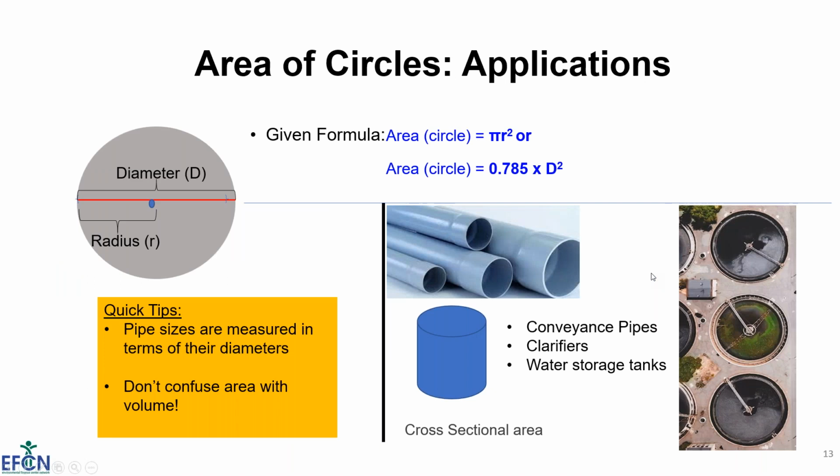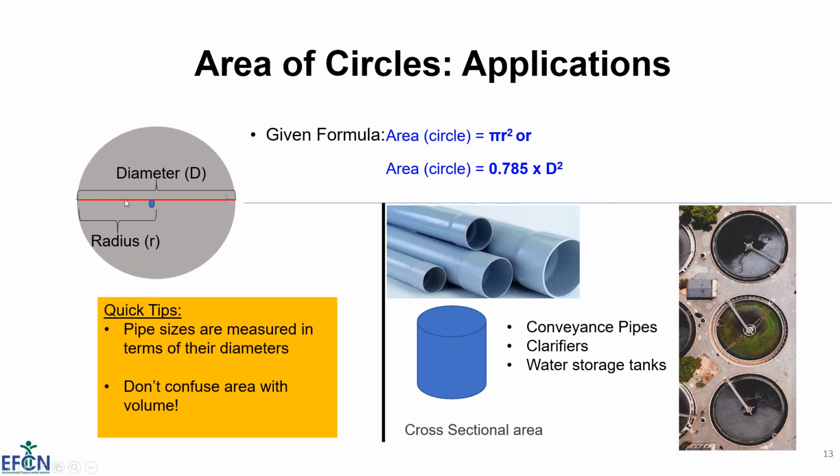So the most common shape we want to be familiar with is the area of circles. And when we look at our formula sheets, we will always be given the area of a circle. There are two formulas here: pi r squared, or you also have the formula of 0.785 multiplied by the diameter squared. Regardless of which one you choose, you will still end up with the correct answer. You just have to choose the one that you're most comfortable with.